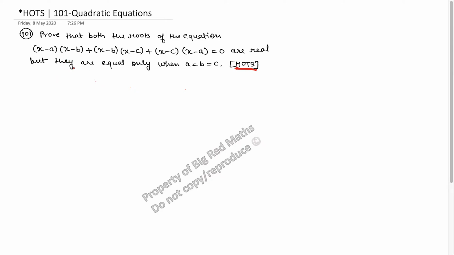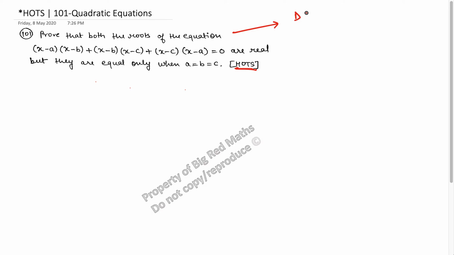The first step in solving this question is to simplify. This is asking us to prove that both the roots of the equation are real, but they are equal only when a equal to b equal to c. So this is a question on the nature of the roots, and we have to prove that the roots are real, but equal only when a equal to b equal to c.